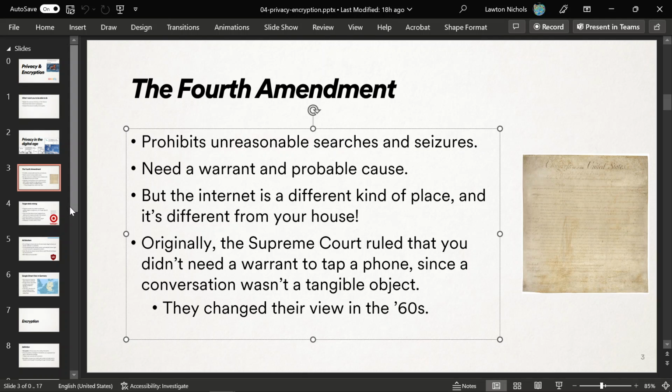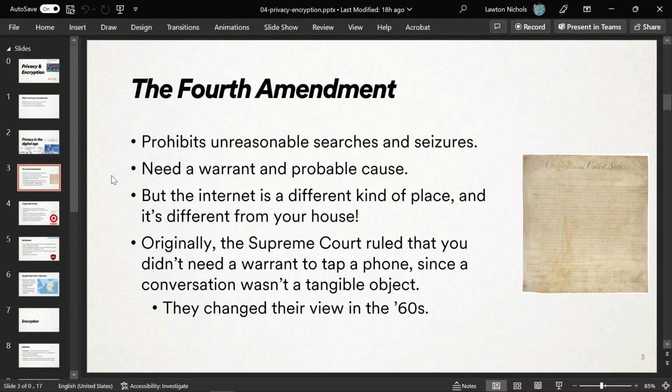But the internet is not a house, right? The internet is a weird place where everyone's connected to everybody else. It's like it's one big house. I'm in it, you're in it too. Can you search through your own house? Question. So it's a little bit different, and we should maybe change our rules for the internet. Maybe it's treated differently.